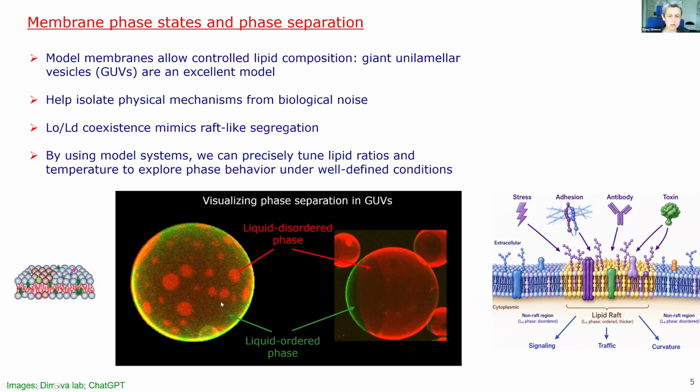Here, what you see are vesicles exhibiting phase coexistence, and the way this is done is by putting a tiny fraction of labeled lipid that partitions in one domain, and then the red one partitions in the other domain, so liquid ordered and liquid disordered, and then you have two different compositions where the liquid ordered phase is much larger than the liquid disordered one.